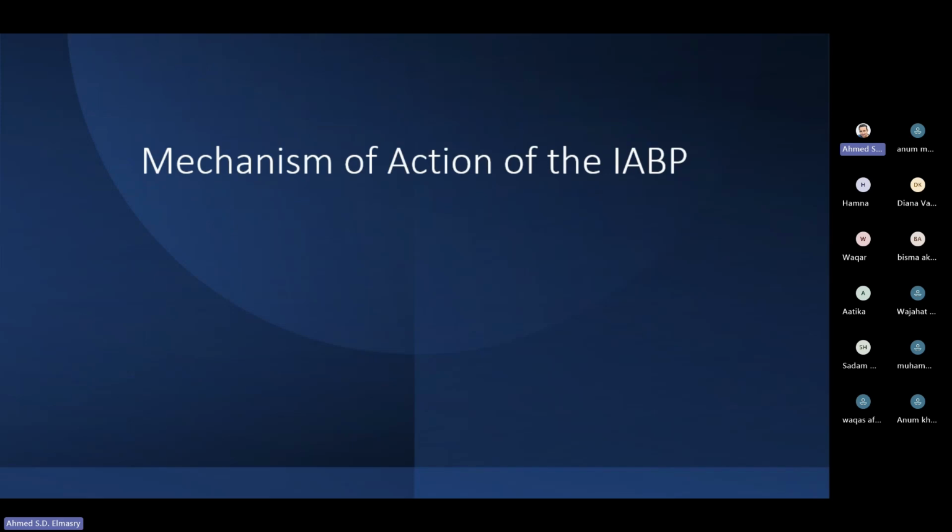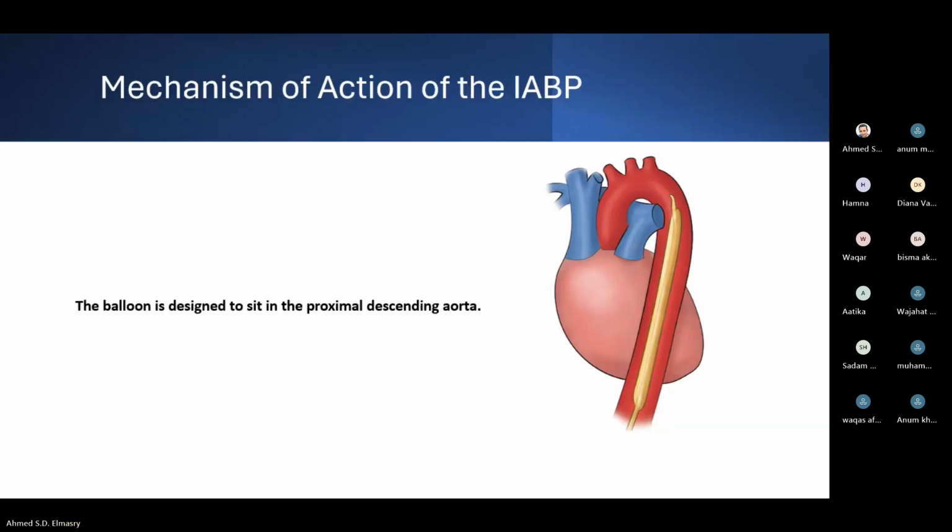So going to the next part of the lecture, which is the mechanism of action of the intra-aortic balloon. As we know, the intra-aortic balloon is designed to sit in the proximal part of the descending aorta. It should be distal to the left subclavian artery origin and should be above the renal arteries. And this is the safe area for displacement of the intra-aortic balloon.